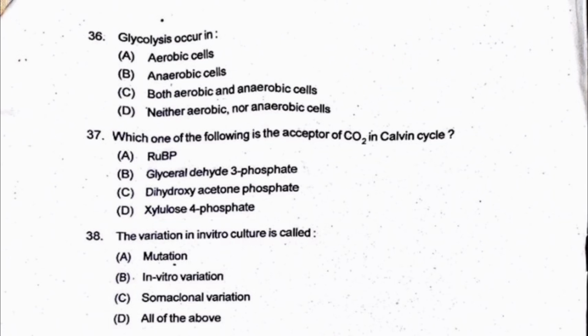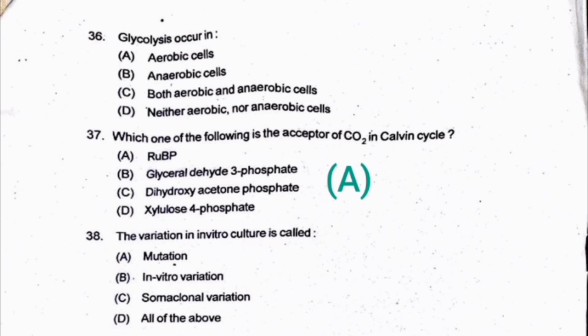Next, question number 37. Which of the following is the acceptor of carbon dioxide in Calvin cycle? Option A RuBP, option B glyceraldehyde 3-phosphate, option C dihydroxyacetone phosphate, option D xylulose 4-phosphate. So the carbon dioxide acceptor in Calvin cycle is a 5-carbon ketose sugar ribulose bisphosphate, that is RuBP. So the correct answer is option A.